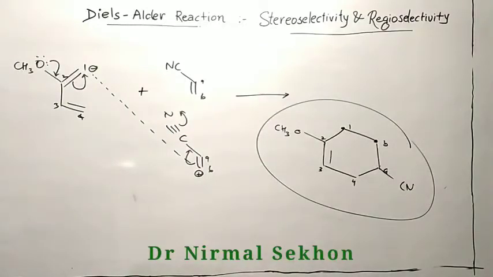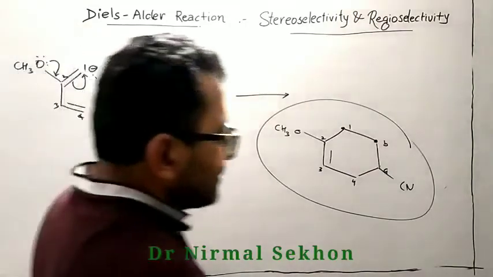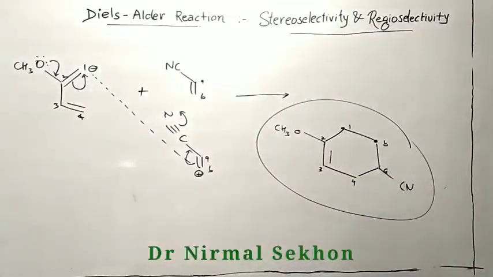So this is all about the Diels Alder reaction, its stereoselectivity and its regioselectivity. In case of regioselectivity, you must see the flow of electrons and where the bond is formed, whether the bond is formed between the number 1 carbon of the diene and the A carbon of the dienophile, or the number 1 carbon of the diene and the B carbon of the dienophile. Okay, thank you.